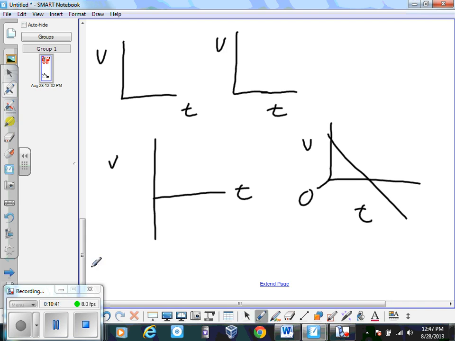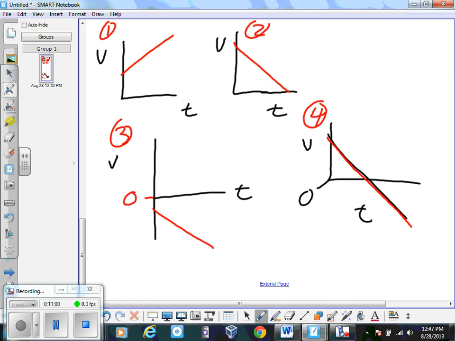Let me draw the actual graph in a different color. There's one for you. There's another for you. This is at 0. Here's another for you. And here's another for you. So there's 1, 2, 3, and 4. I need you to explain tomorrow in words what is actually happening in these graphs with the motion of, let's say, this car.